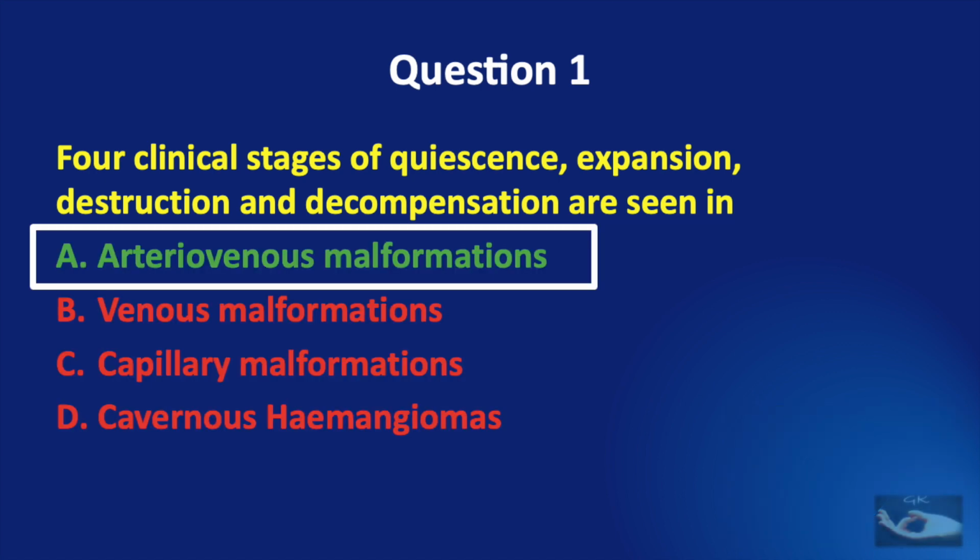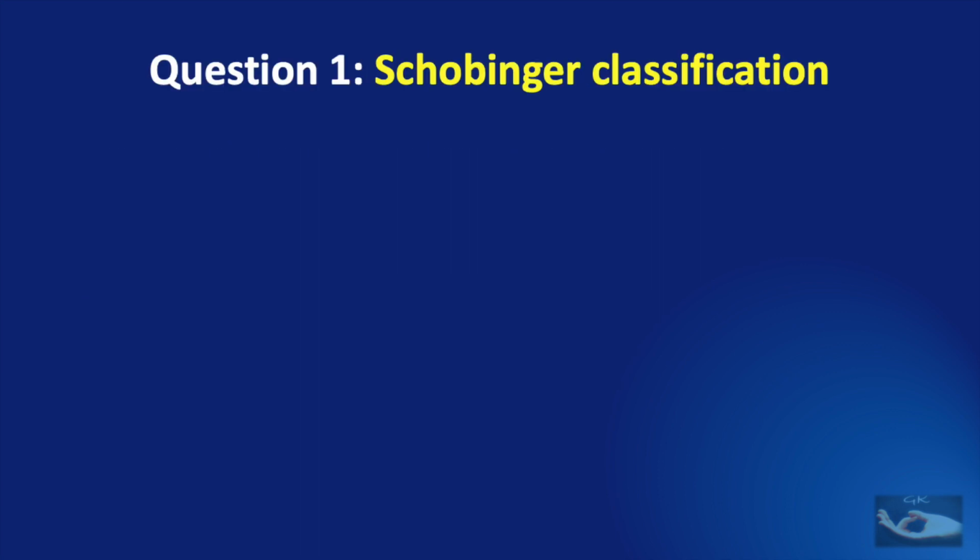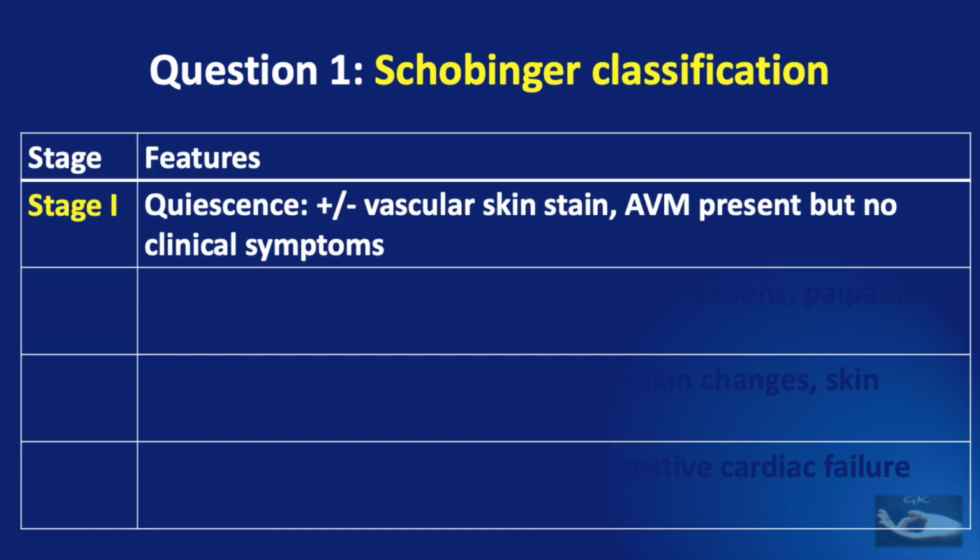The correct answer is arteriovenous malformations. The staging system in arteriovenous malformations is the Schobinger classification, where stage 1 is the stage of quiescence, with or without a vascular skin stain. The AV malformation is present but there are no clinical symptoms.